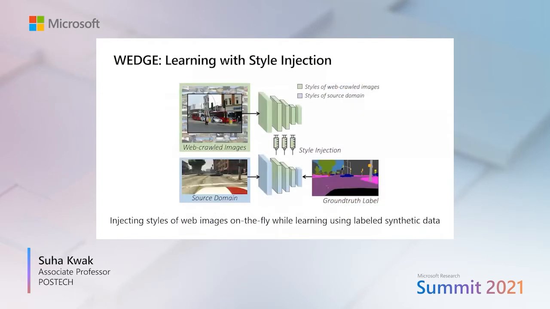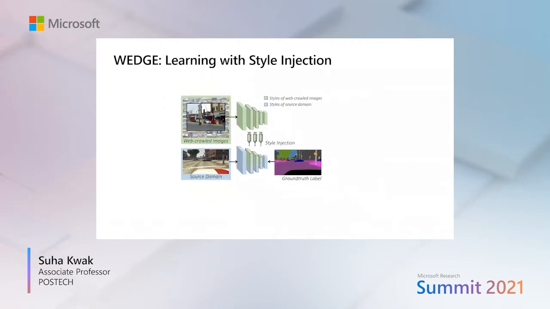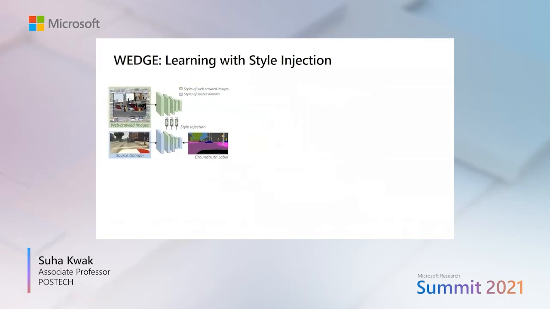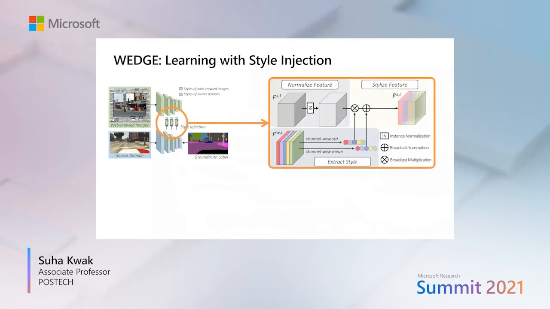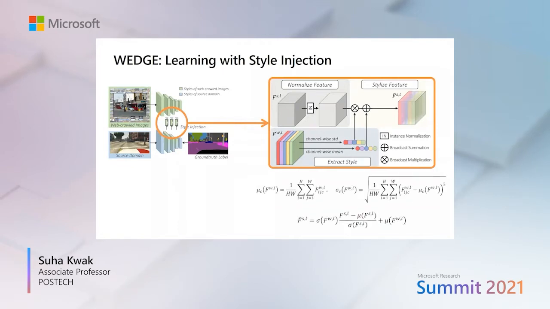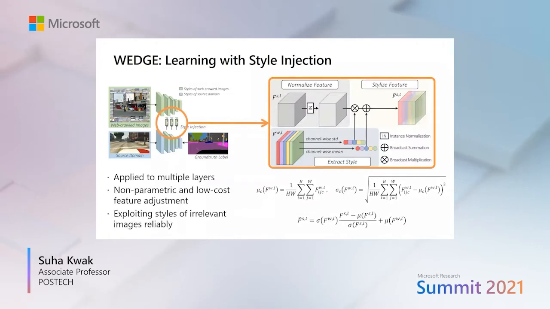And let me introduce the details of the style injection in the second step of WEDGE. A neural style of an image is here represented by channel-wise mean and standard deviation of activations in a particular intermediate feature map. And the style injection is implemented by first whitening the activations of synthetic images using their mean and standard deviation, and then translating and scaling them with the mean and standard deviation of activations of a web-crawled image. This process is applied to multiple layers of segmentation networks.